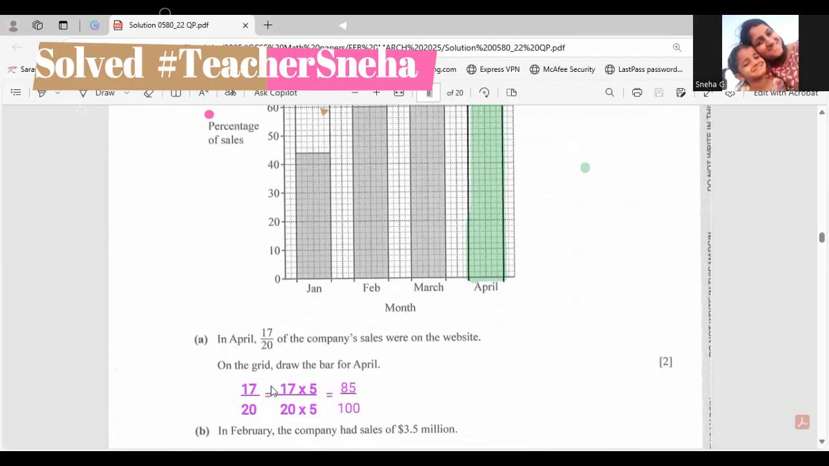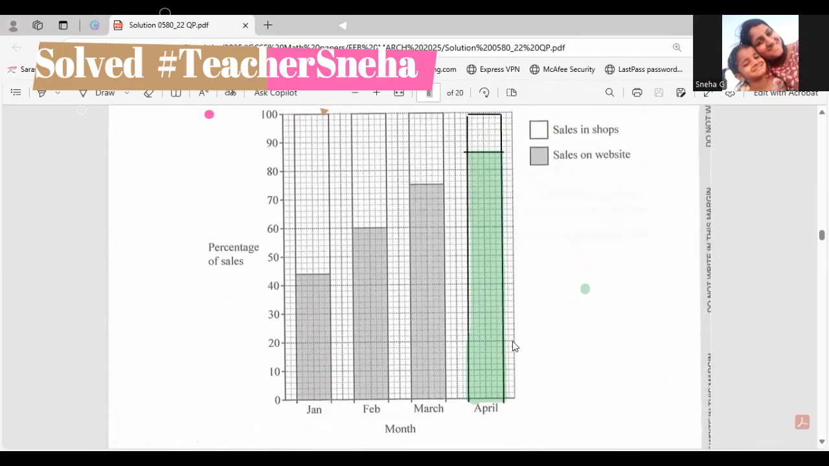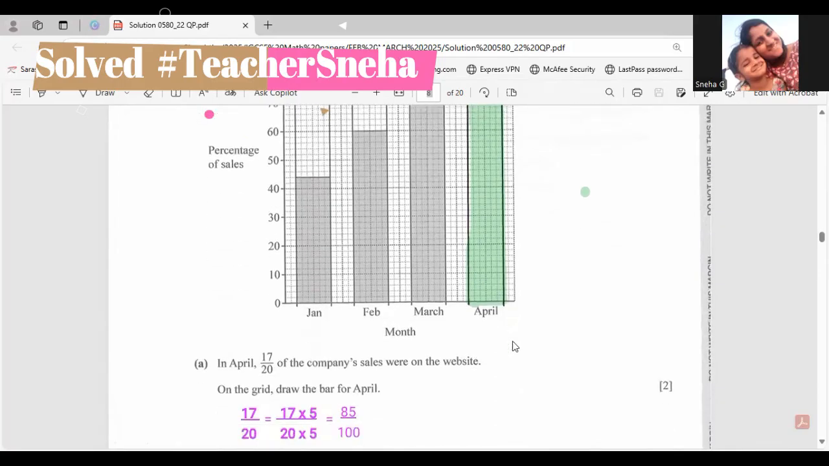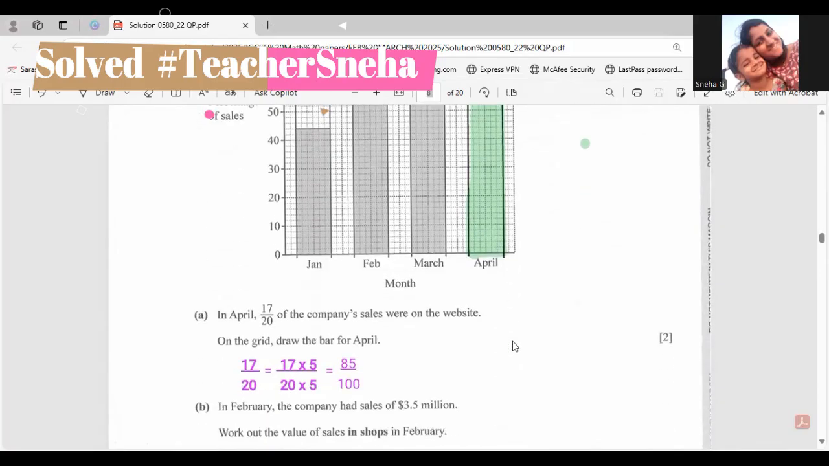So 17 upon 20, if you see, the grid has the highest number as 100. So we convert that fraction by converting the denominator to 100. We get 85 upon 100. That means 85% of the sales happened on the website and the rest in the shop.